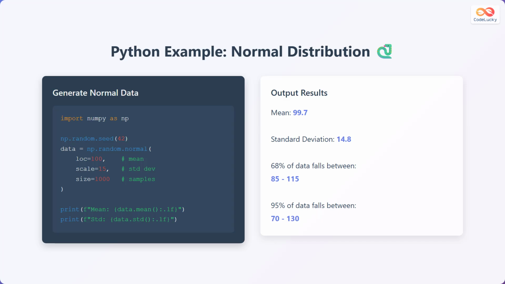of 15. Finally, we print the mean and standard deviation of the generated data, along with ranges covering 68% and 95% of the data. The generated data will have an approximate mean of 99.7 and a standard deviation of 14.8, with the majority of the data ranging from 85 to 115.